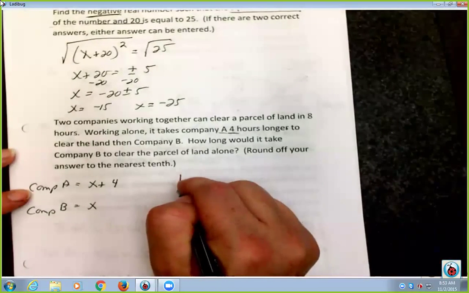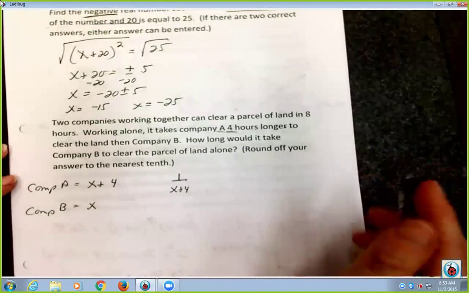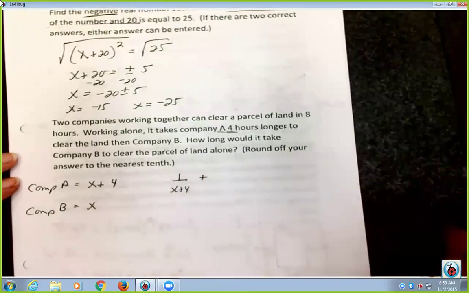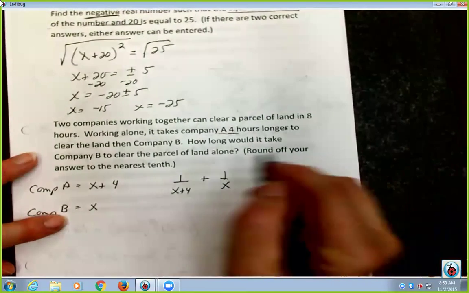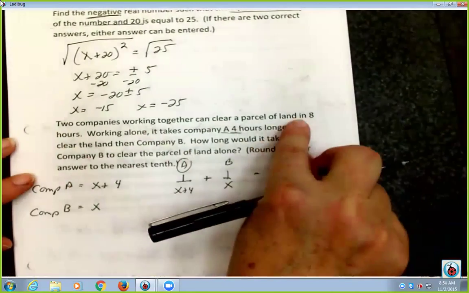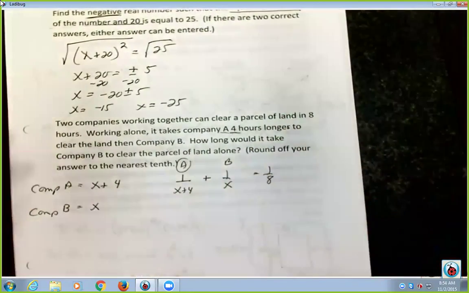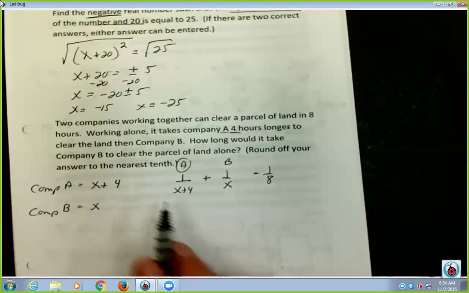And so I have to set these up as 1 over x plus 4, because I need to get them based on an hour. I guess it was chapter 7 where we had those. Plus company B, this is A, this is B, and they can do it together in 8 hours. So I'm going to end up with 1/8. So if I get that so that I have my fractional pieces in there, then I've got to clear them out.